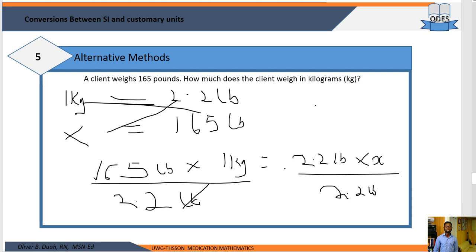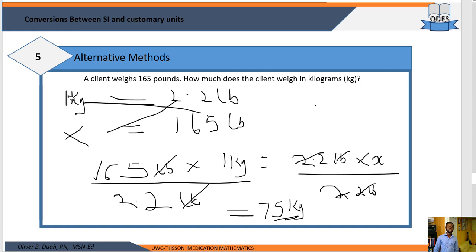So pounds will cancel pounds. Okay, 2.2 will cancel 2.2. And so X is equal to 165 times 1 divided by 2.2, which will give us 75 kilograms. So look at how the units cancelled out.